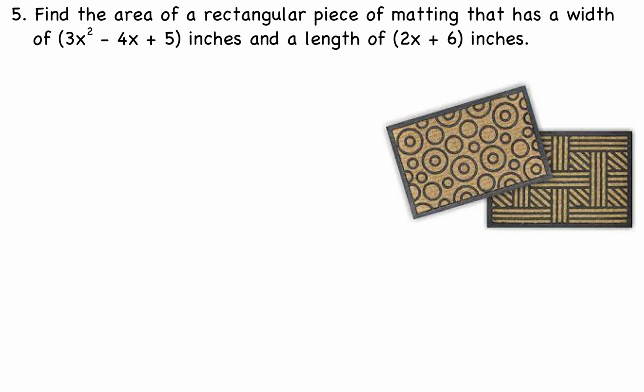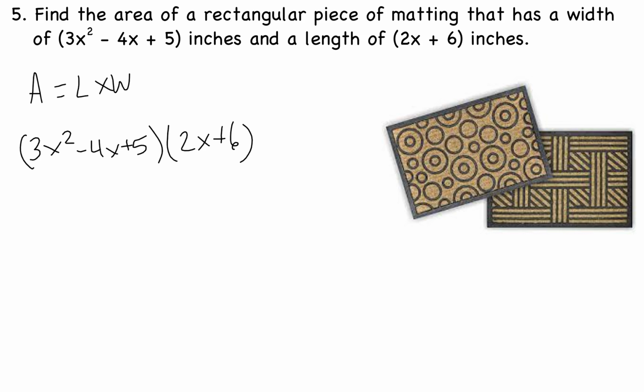For our last slide, we have: find the area of the rectangular piece of matting that has a width of this, 3x squared minus 4x plus 5. That's how wide it is, and this is its length. Well, we know the area of a rectangle equals length times width, right? So we're going to go ahead and multiply those. We're going to take 3x squared minus 4x plus 5, and we are going to multiply that trinomial by the binomial 2x plus 6.